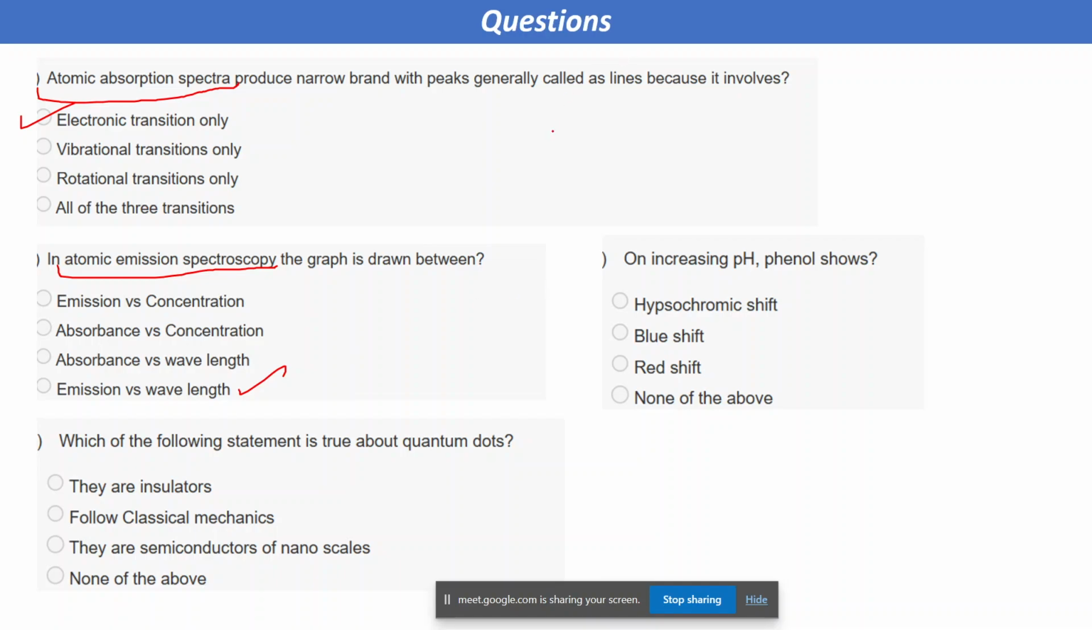If I talk about UV, the graph for ultraviolet spectroscopy, 200 to 400, is absorbance versus concentration. Correct, it will be absorbance versus concentration.